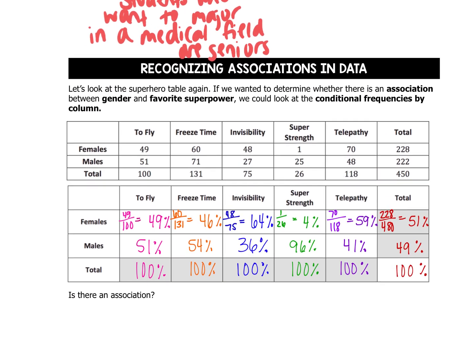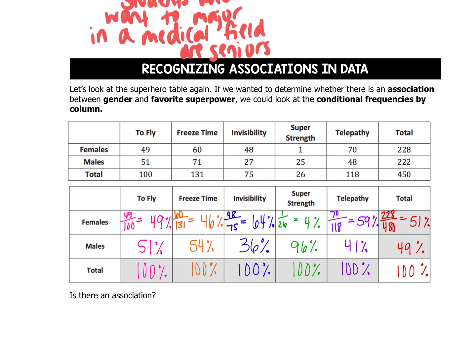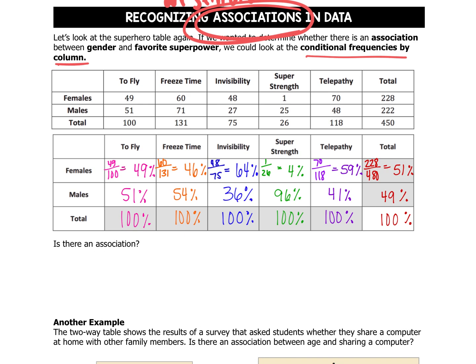This last page is pretty important. We already filled it out for you. If you want to know if there's an association, that's the key word on this page. If there's an association, they'll tell you what they want the association to be between. So this is between gender and favorite superpower. You look at the conditional frequencies by column. You're just supposed to see if any of these categories are way off. Knowing that you're a male or female would indicate whether or not you would want that superpower.